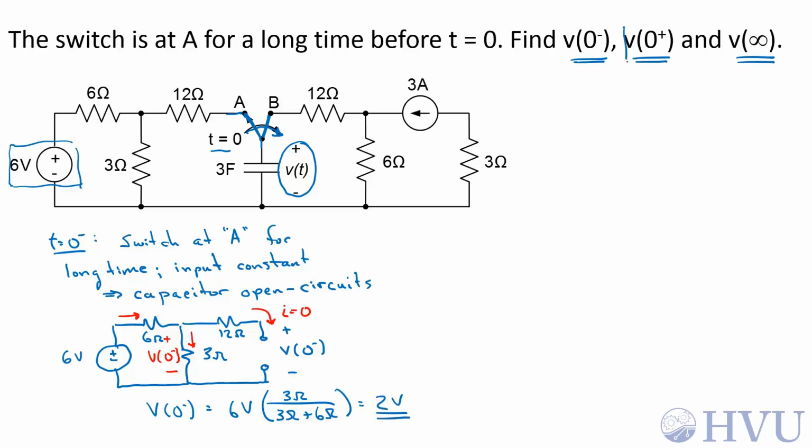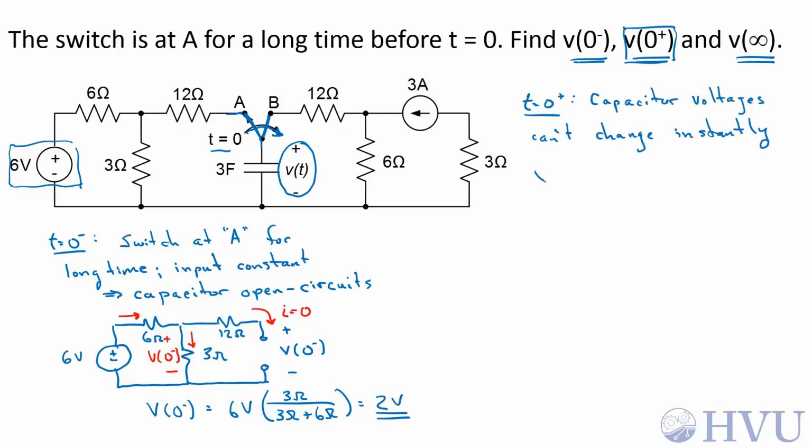Now let's take a look at V at t equals 0 plus. Capacitors' voltages can't change instantaneously. That means that the voltage at t equals 0 plus is going to be the same as the voltage at t equals 0 minus. So that voltage stays at 2 volts.